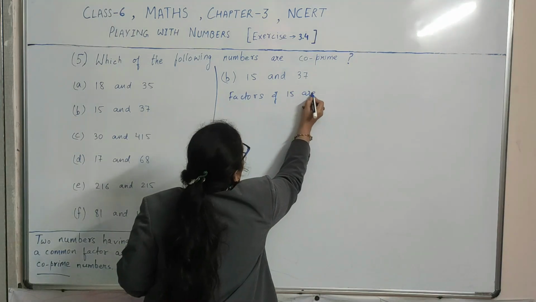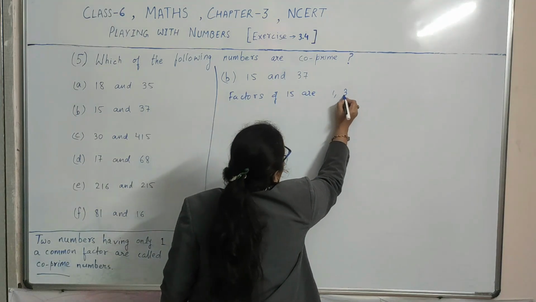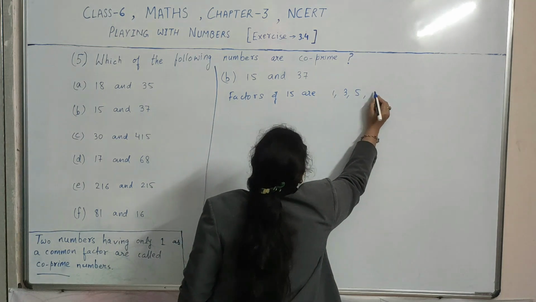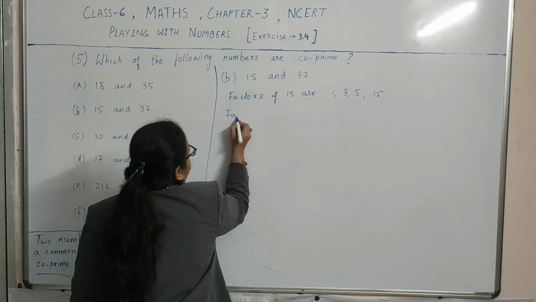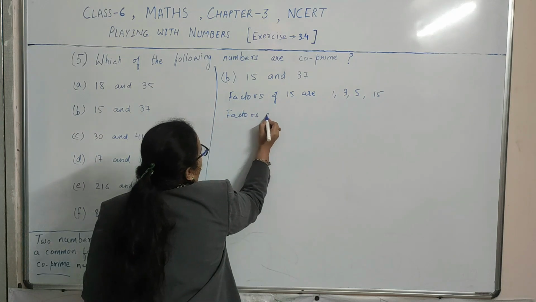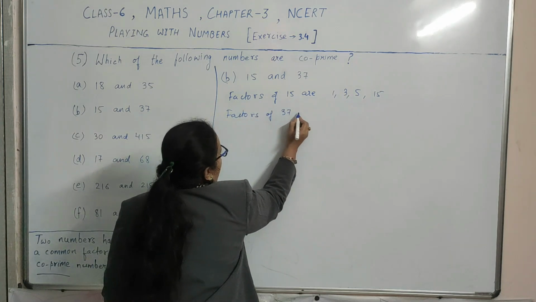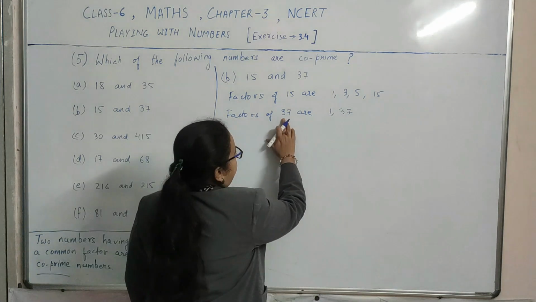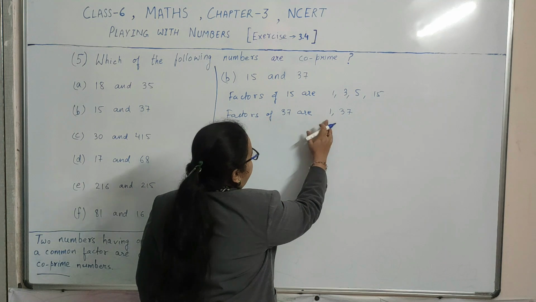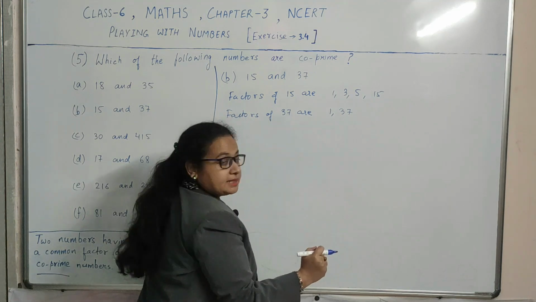Factors of 15 are 1, 3, 5 and 15, right? And the factors of 37 are 1 and 37 only, right? Because 37 is a prime number, it is divisible by only two numbers, 1 and 37.